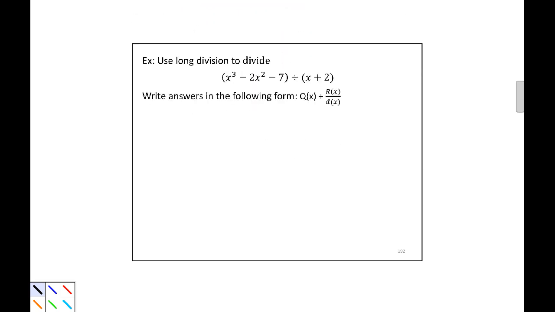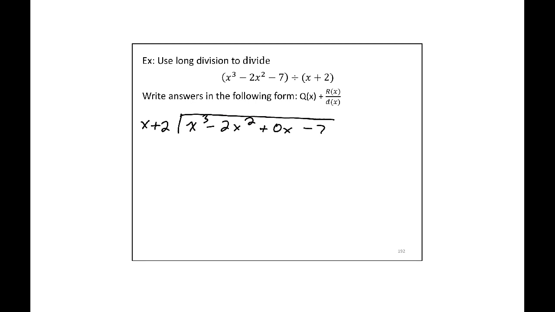Our next example is x cubed minus 2x squared minus 7. And we're dividing that by a quantity x plus 2. And again, we want to write our answers in that same form. Let's begin by writing x cubed minus 2x squared, and I'm missing a term. There's no linear term. So I'm going to put plus 0x minus 7. All right, that's all the terms I need. And I'm going to, on the outside, write x plus 2.